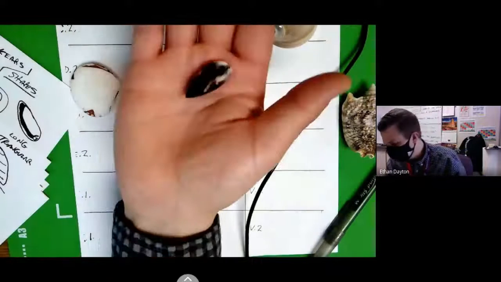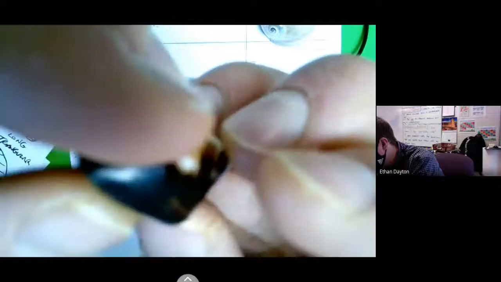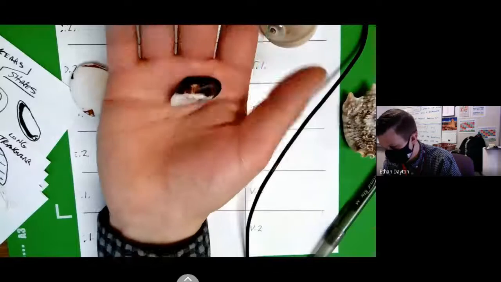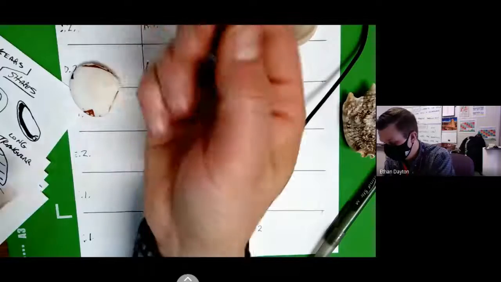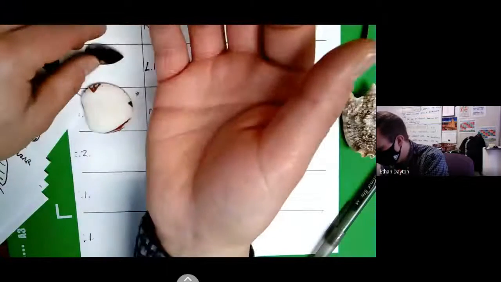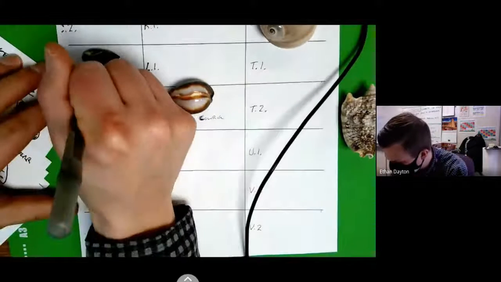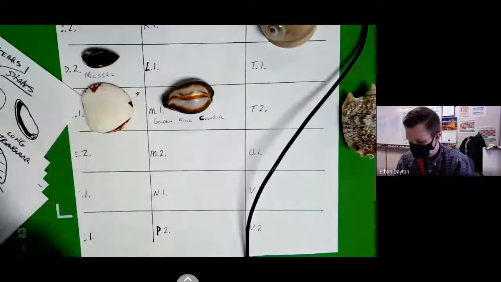Does it have radiating or concentric ribs? Okay, that's a tough one, and you won't be able to tell because it's very tiny. All right, this has concentric ribs. All right, and it is not round. It is long and triangular. This is D2. It is a mussel. Right, and maybe you've seen these before in the lakes. D2 is a mussel. All right, let's move on to another one.